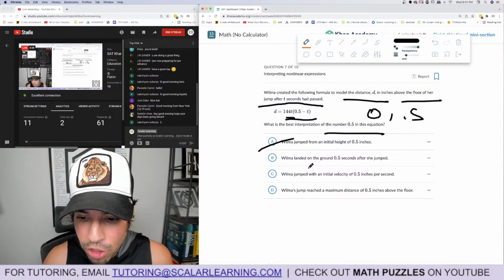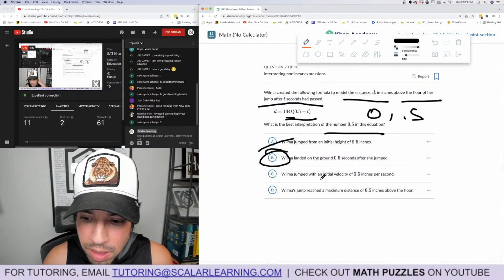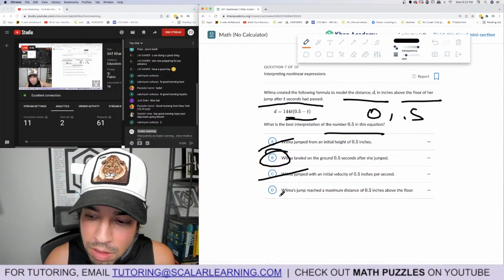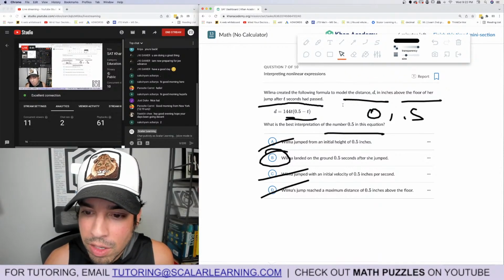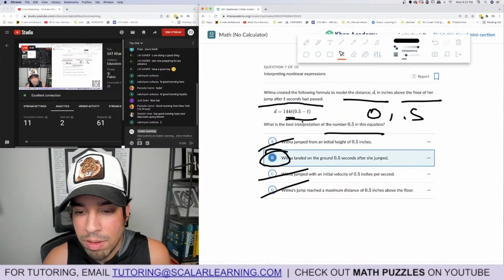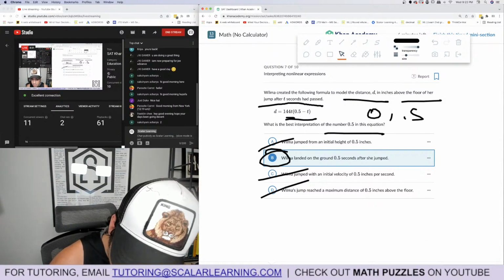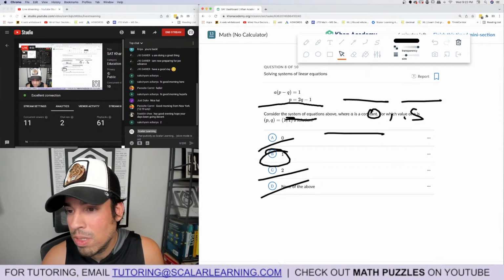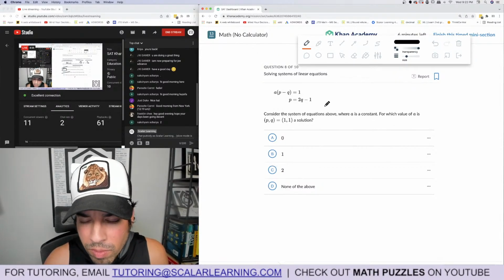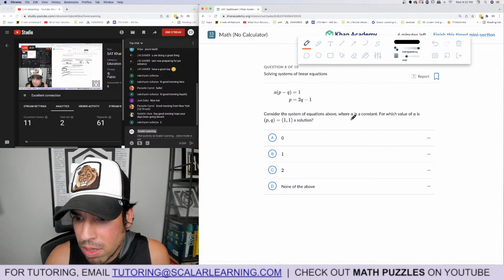So no, it's not initial. Yes, it's that. No, it's not. No, it's not. And you can test it by plugging in 0.5. But yeah, I could see if you think it's the height or something, you might be thrown off. But consider the system of equations above where a is a constant.